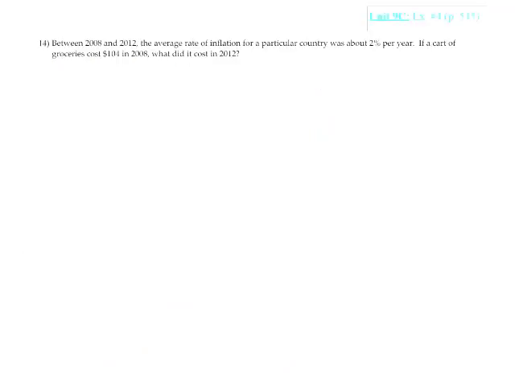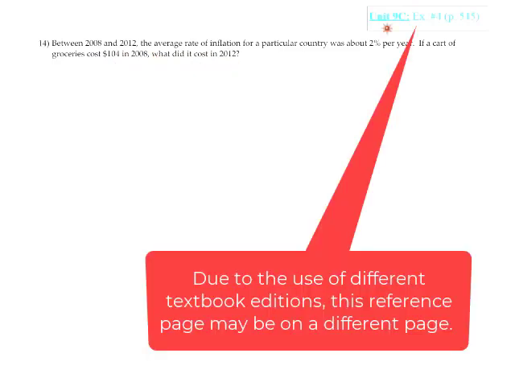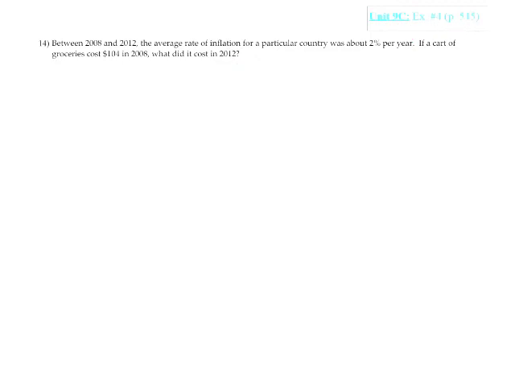For problem 14, we have between 2008 and 2012, the average rate of inflation for a particular country was about 2% per year. If a cart of groceries cost $104 in 2008, what did it cost in 2012? So for this problem, you can refer to Unit 9C, example number 4 on page 545. Okay, we're going to use the following formula. We have Q equals Q0 times 1 plus r to the power of t.